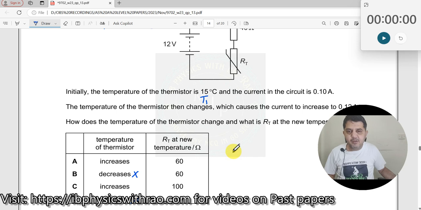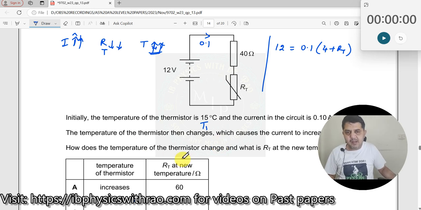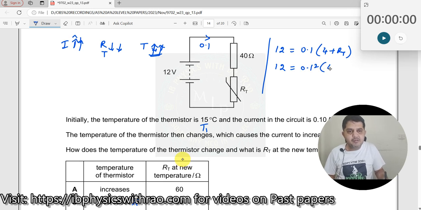Initially, when the thermistor had a resistance RT, the current here was 0.1. Let us apply KVL over here. I will write 12 equals 0.1 into 4 plus RT. Then the second time, when the temperature increases, this will once again be 12 only. This will be 0.12 into 4 plus RT dash.